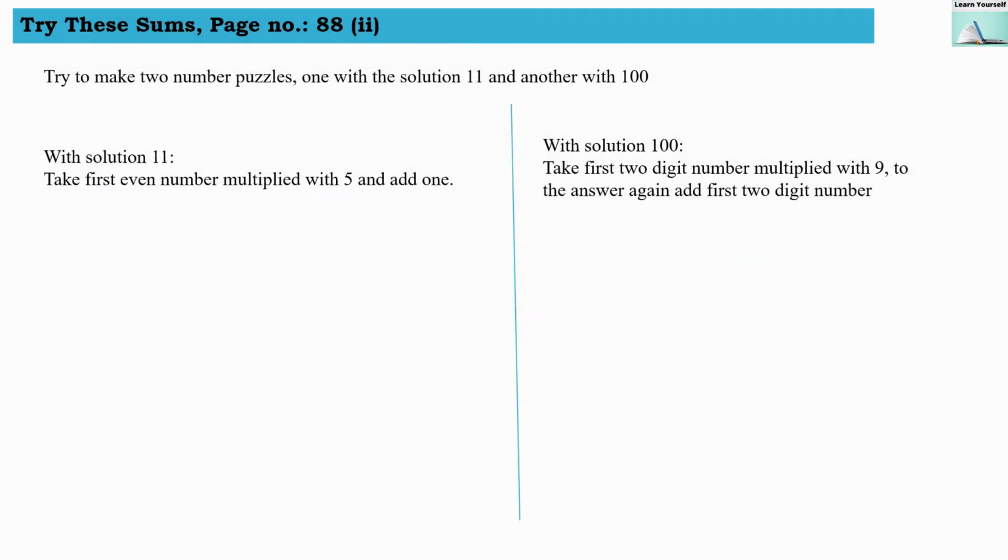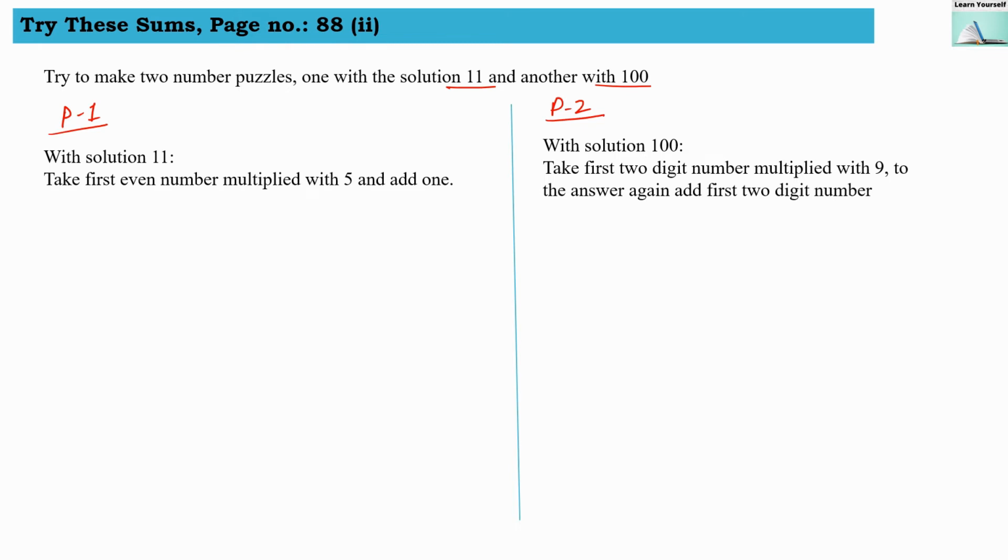Try these sums, page number 88, second. Try to make two number puzzles, one with solution 11 and another with solution 100. So we are going to make two puzzles. This is puzzle number 1 and this is going to be our puzzle number 2. So puzzle number 1, we have to make it such that its solution should be 11 and puzzle number 2 should be such that its solution or answer will be 100.